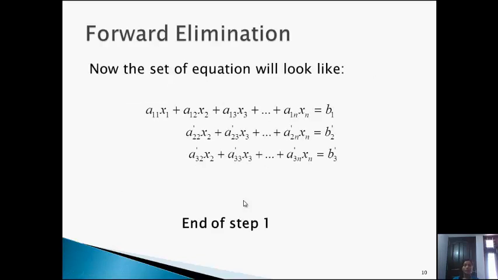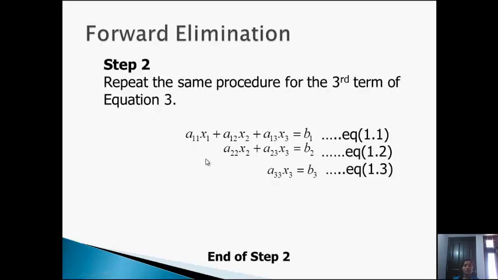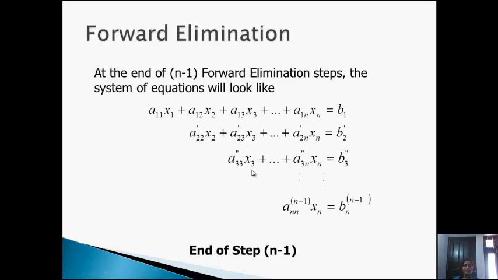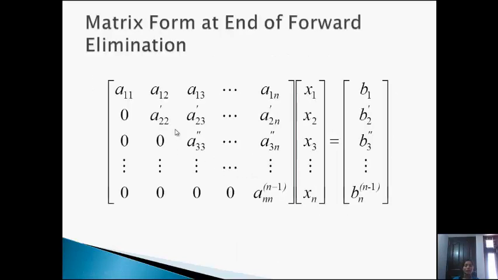Now the set of equations will look like this. We have eliminated the first term of both the second equation and the third equation. Now we need to eliminate the second term of the third equation. For this, repeat the same procedure for the third equation. So our final equation, that is the triangularized matrix, will look like this. This is our triangularized matrix, and this is the end of forward elimination.